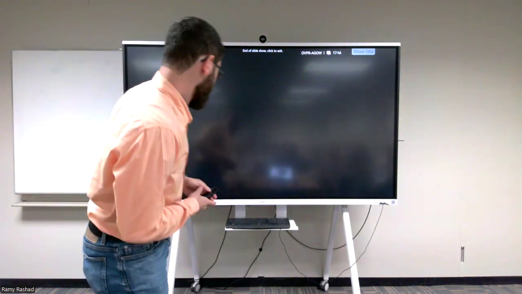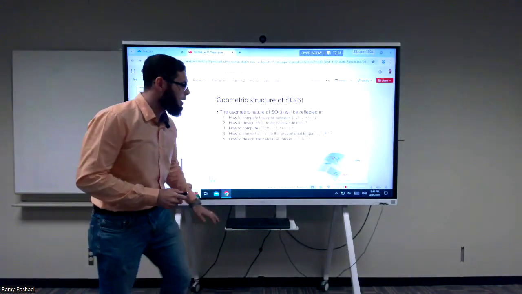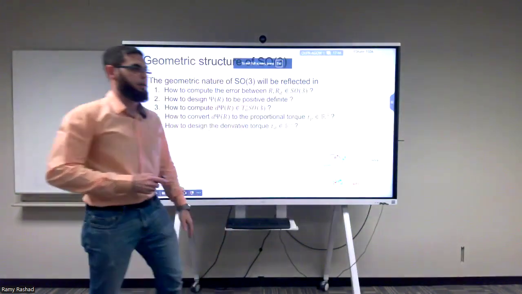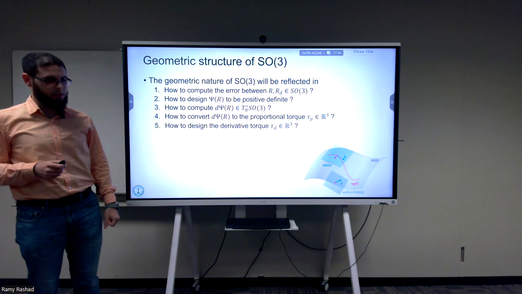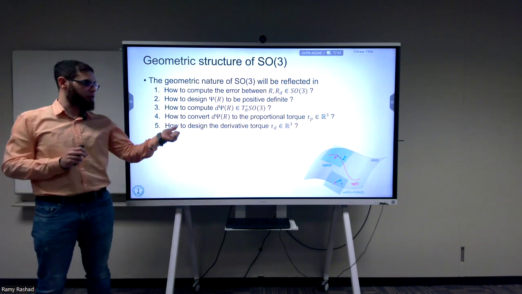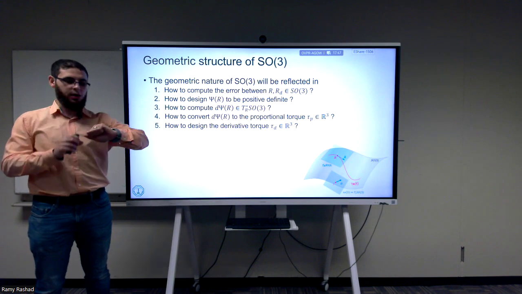Is the cotangent space not dual to R3 star? Yes, it is. Not dual, it's isomorphic to R3 star. Yes, that's right. And this is precisely what we're going to be using to derive this controller. Any more questions here before we start?